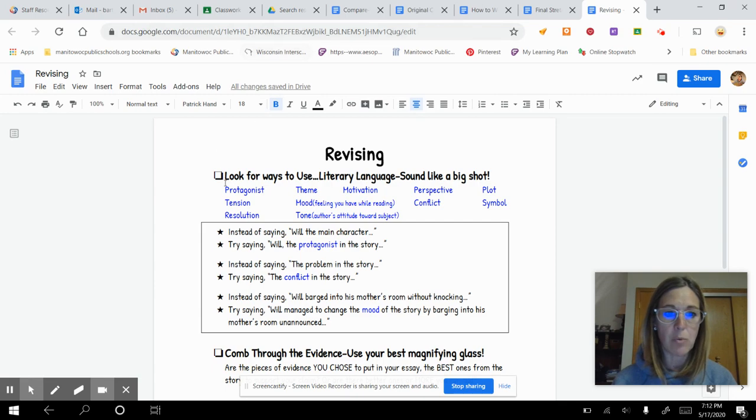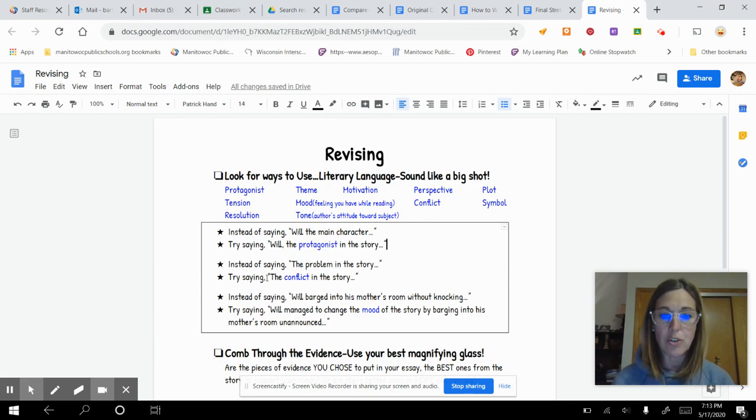So bullet point number 1, look for ways to use literary language, so sound like a big shot. All of these words in blue are some examples of words that story writers, authors, use to sound important. So I have a couple of examples. Instead of saying Will, the main character, you could say Will, the protagonist in the story. Instead of saying the problem in the story, you could say the conflict in the story.